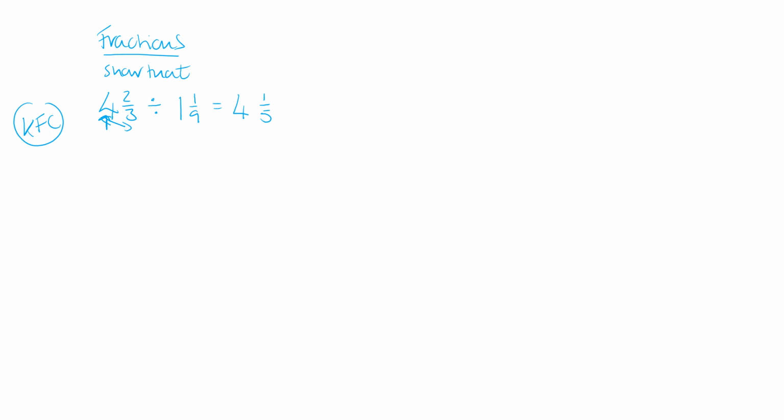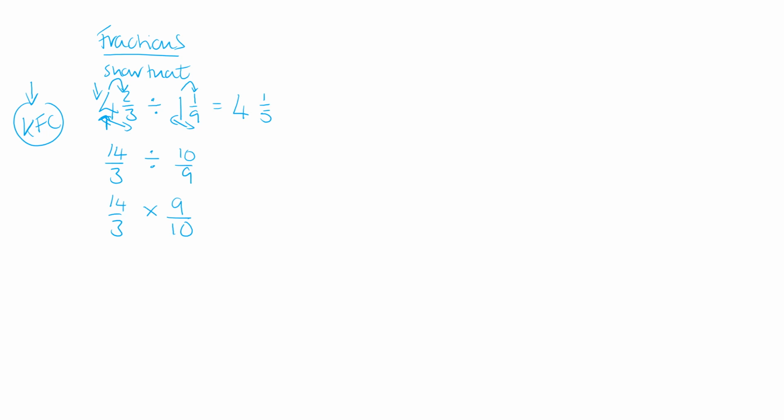12 thirds would be the 4, but we've got 2 more, so you have to add the top. So that's going to be 14 thirds divided by, doing the same here, 1 times 9 is 9, add the top would be 10 ninths. Now I've got it top heavy, I need to do the KFC, so I need to keep, turn it into a times sum, and then turn that one upside down.